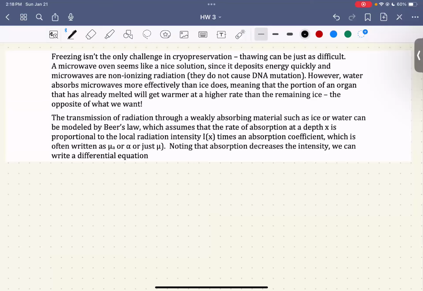Let's get started right away by just reading the question. Luckily, we only have one question for this homework. And you're given a one-page introduction, and I just took some snippets from that. So let's start from the top.